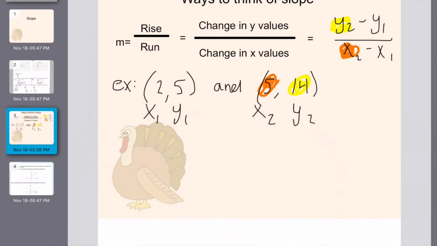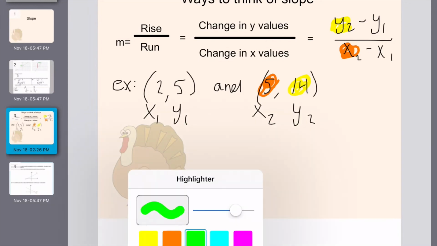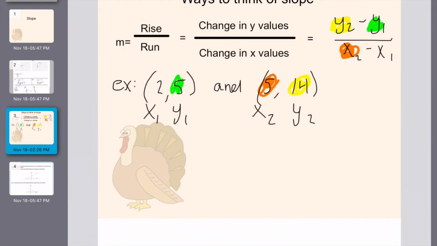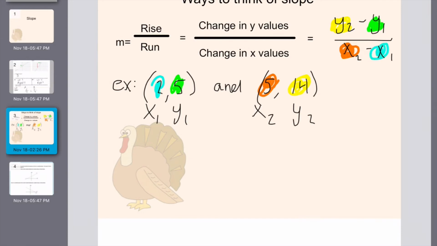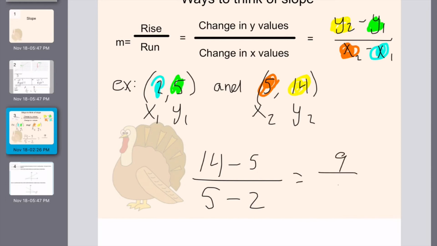So let me highlight where they have to go here really quick. And then after I plug it in, I just need to do the math. So I have 14 minus 5, all of that over 5 minus 2. 14 minus 5 is 9, and 5 minus 2 is 3. 9 divided by 3 is 3, so I know that my slope is 3. It's also important to know that we use m for slope, okay? So m is slope. But that's essentially all that we need to know about slope right now, okay?